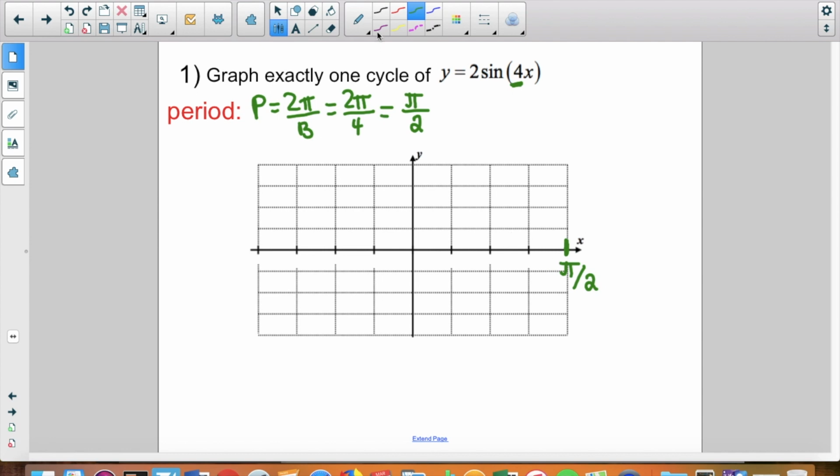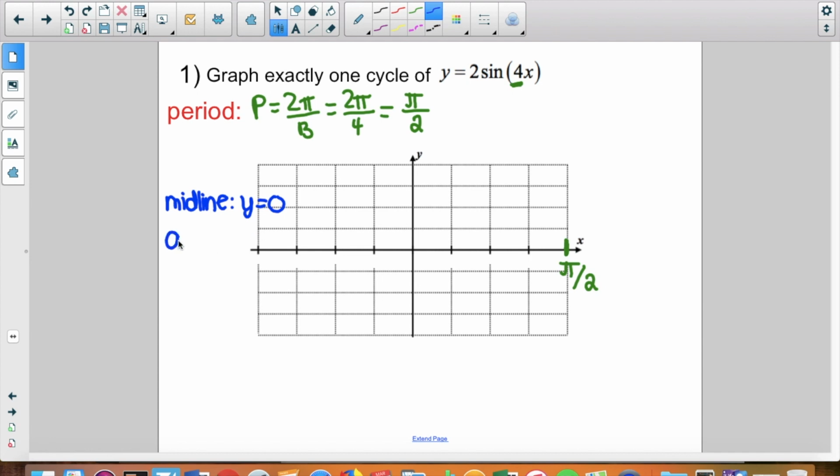And now we can graph it as normal. So we need the amplitude and we need the midline. So our midline is usually where C is, but we don't have a C here, right? We're not adding anything. So our midline is just at y equals 0.